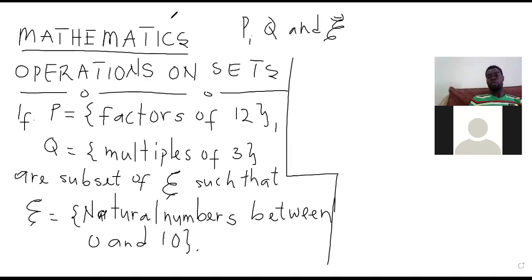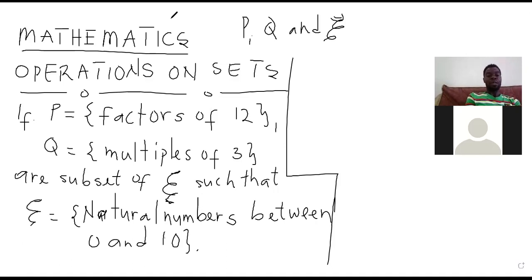Now let us look at how to analyze a question like this. When you are given this question, you have to first of all go through it to understand it. You need to know what the examiner is asking you to do before you can tackle the question. I know people have started listing the factors of 12 and the multiples of 3 already. But before you do that, there is something that you need to know.